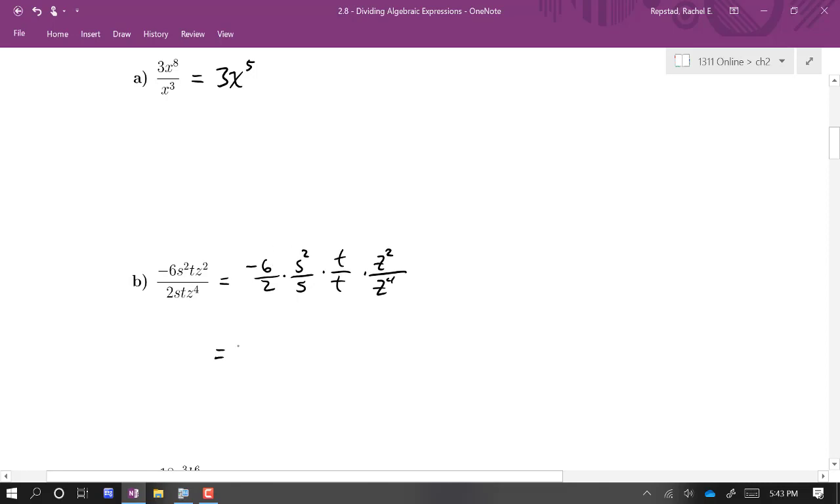So negative 6 over 2 is negative 3. S squared over s is s to the 1st. T over t, well, that's just 1, right? Those cancel. And z squared over z to the 4th, well, that's z to the negative 2 if I subtract those exponents. Usually we want to stick to writing only positive exponents in our answer, so we write this as negative 3s over z squared.